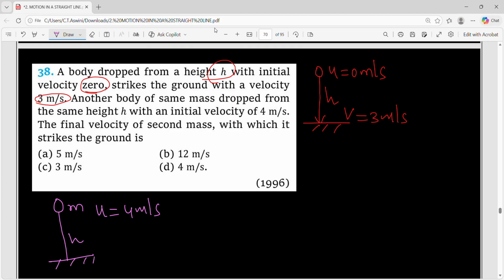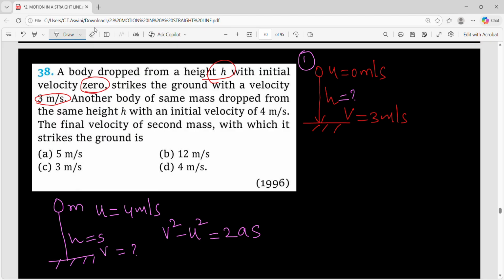Now find the final velocity of the second mass with which it strikes the ground. So this time when it touches the ground, you have to find the final velocity. So what shall we do? Shall I use this formula? V square minus u square is equal to 2as. We need to find V. You have the u data, we have a data, that is 10, but s is missing here. That means height is missing. h is nothing but s. So we'll find out that h value from the first case.